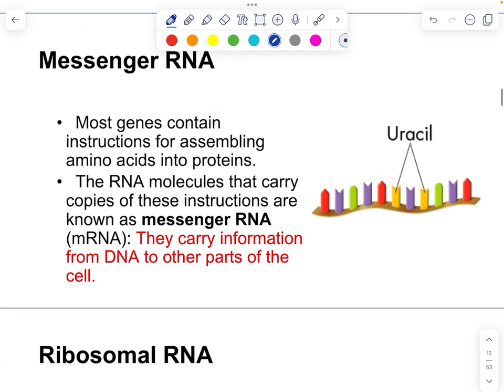And so messenger RNA carries information, usually encoding for a protein. Now, remember, only 1.5% of your DNA encodes for proteins. So there's like 98.5% doing something else that you'll learn about down the road in your education. But mRNA carries information from DNA to other parts of the cell. So this is the recipe, okay?